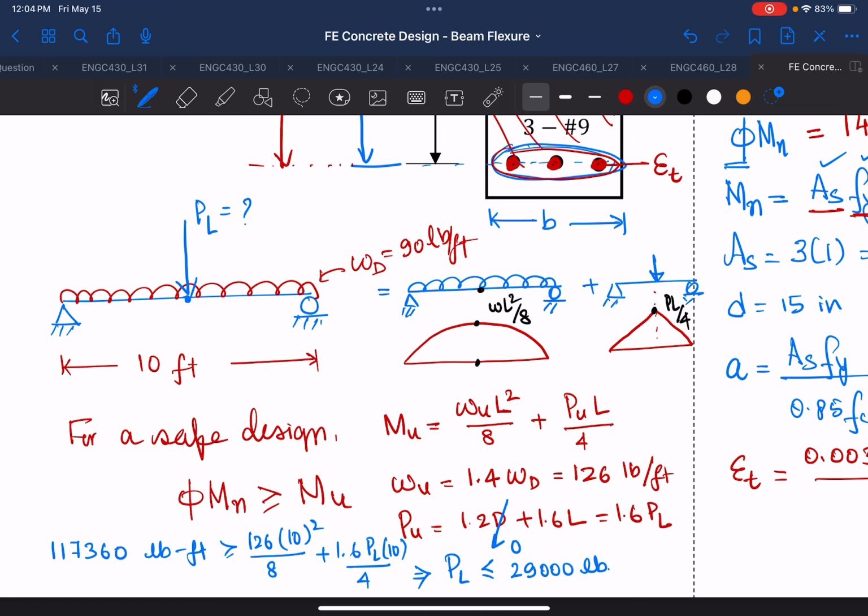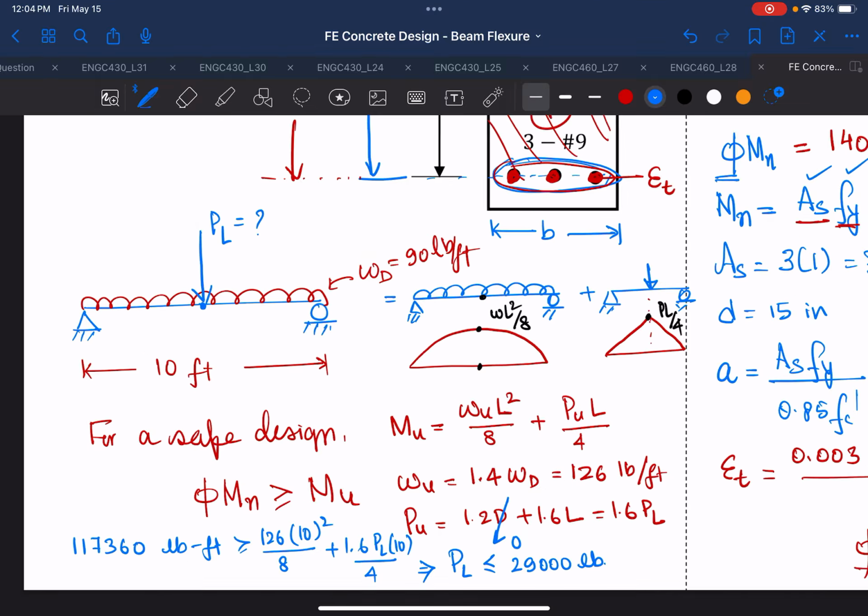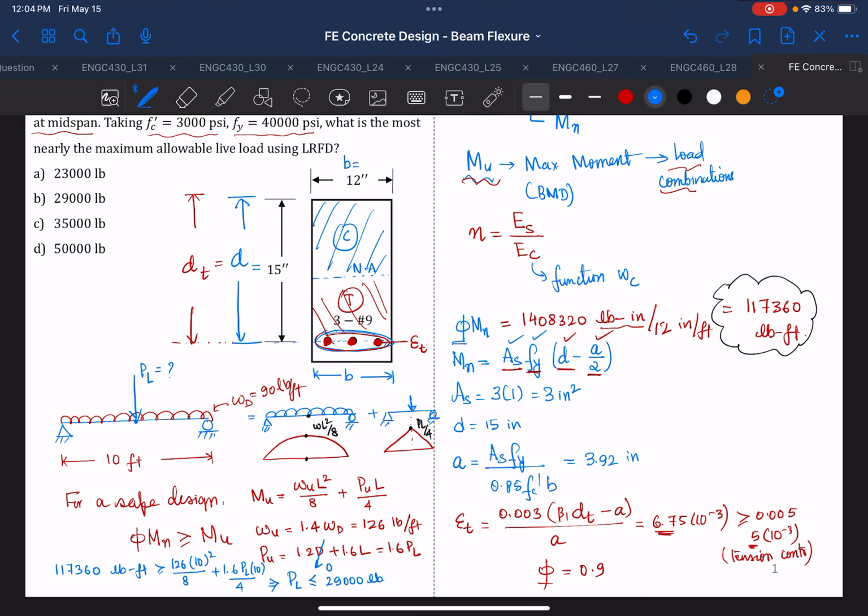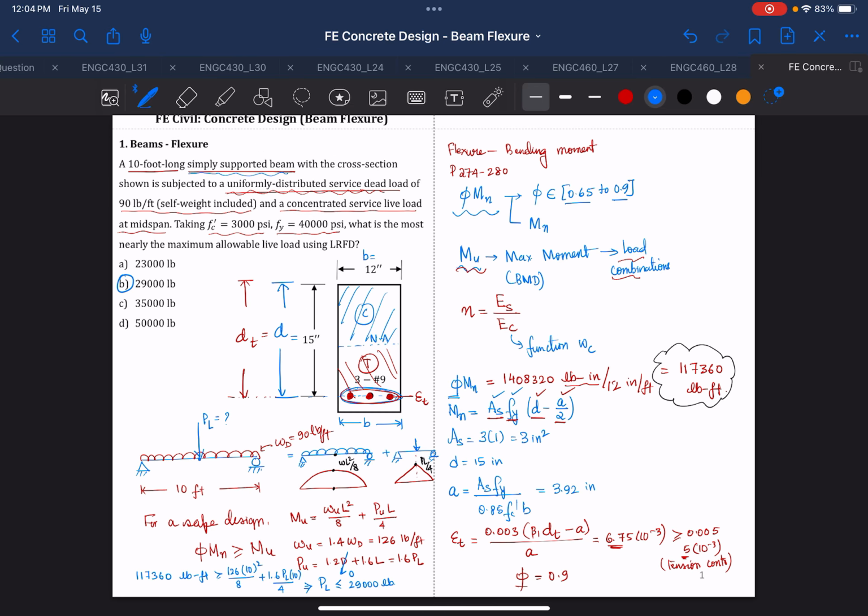That is 117,360 minus 126 into 10 squared divided by 8, multiplied by 4, divided by 1.6, divided by 10, and you should get close to 29,000. So in this case, your answer will be 29,000 pound. So your maximum live load that you will be allowed for your design will be 29,000 pound.